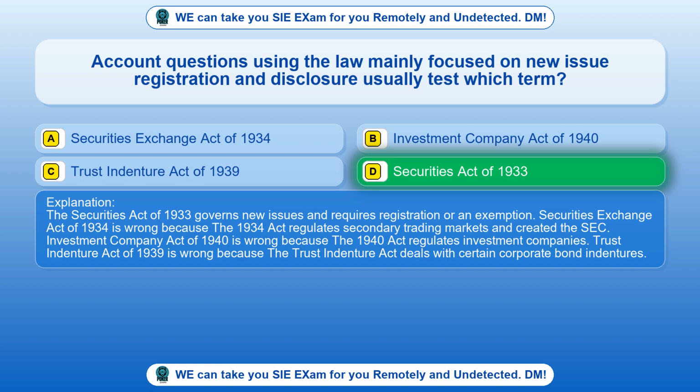Securities Exchange Act of 1934 is wrong because the 1934 Act regulates secondary trading markets and created the SEC. Investment Company Act of 1940 is wrong because the 1940 Act regulates investment companies. Trust Indenture Act of 1939 is wrong because the Trust Indenture Act deals with certain corporate bond indentures.